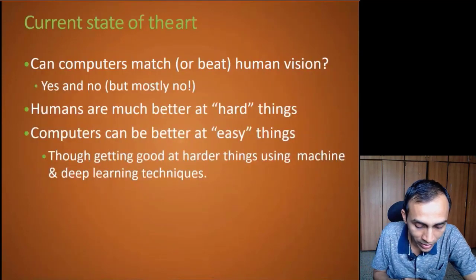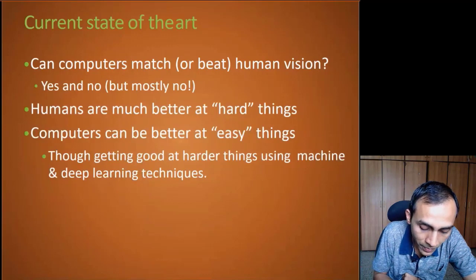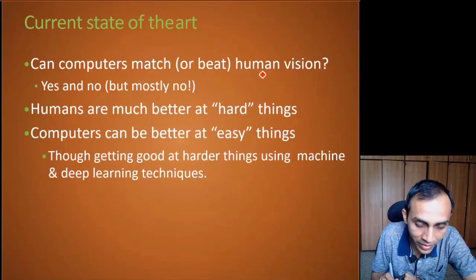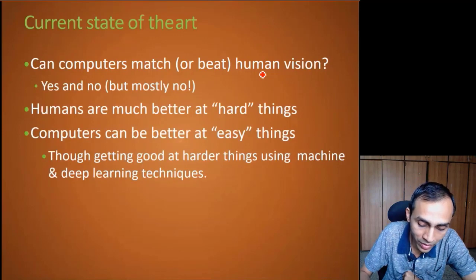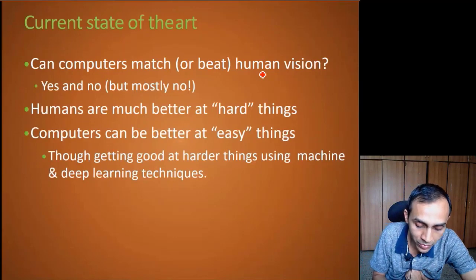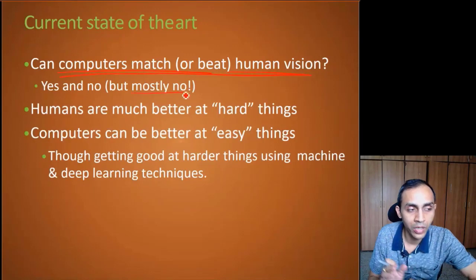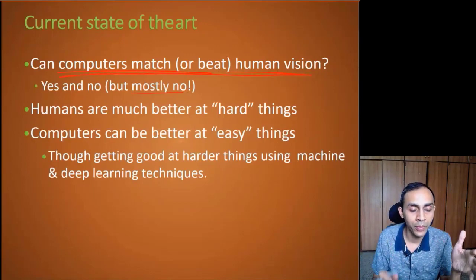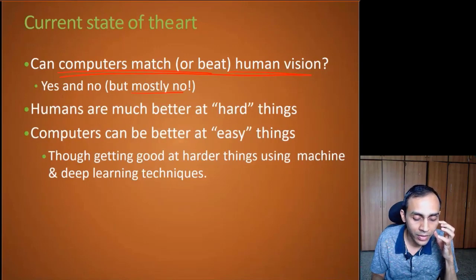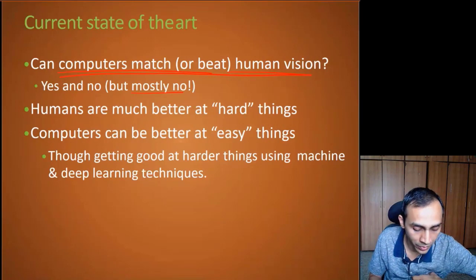So what is the current state of the art? Can computers match or beat human vision? As we have already talked about, it's an AI complete problem. It's not going to happen in the near future. So the answer is mostly no. But for a very specific application, in a specific environment, once you constrain your problem and your environment, then definitely a customized solution is possible, which can work with remarkable accuracy, which is acceptable in a real time scenario.